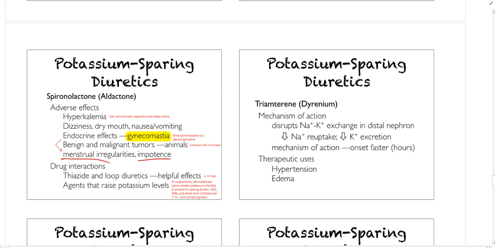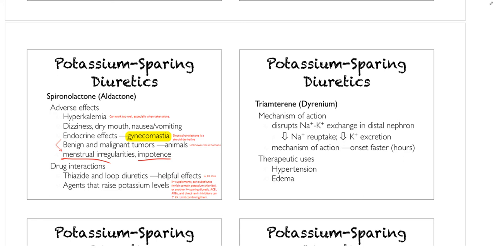For drug interactions, we have some helpful effects from thiazide and loop diuretics. And then we also want to be careful with giving it with any other agents that can raise potassium, for example ACE inhibitors, ARBs, and renin inhibitors. All of those can increase potassium levels in the blood. So we want to be really careful about giving them alongside our spironolactone, since we may just get a super high amount of potassium.